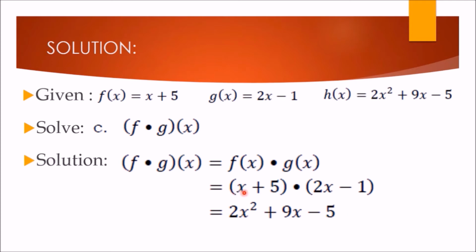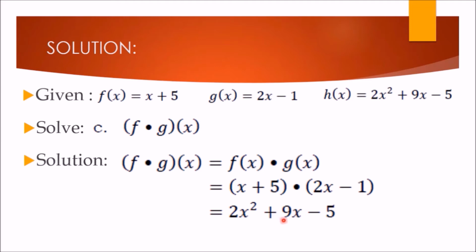Using FOIL, first terms: x times 2x is 2x squared. Outer: x times negative 1 is negative x. The inner: 5 times 2x is 10x. And the last: 5 times negative 1 is negative 5.